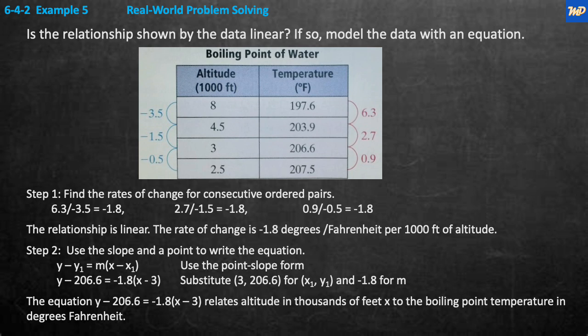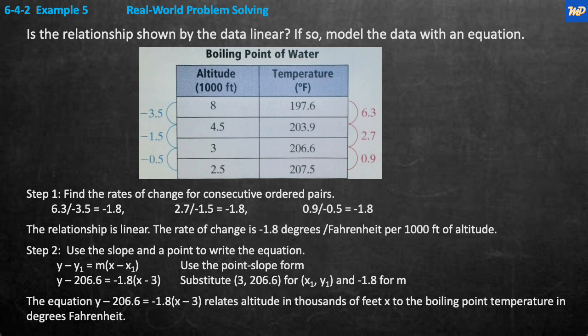Okay, example 5, it's a real-world problem we're going to solve here. Is the relationship shown by the data linear? If so, model the data with an equation. That's exactly what we've been doing for the last couple slides. So what's the first step here? We're going to find the rates of change for the consecutive ordered pairs. And we're going to do it for all three of them.